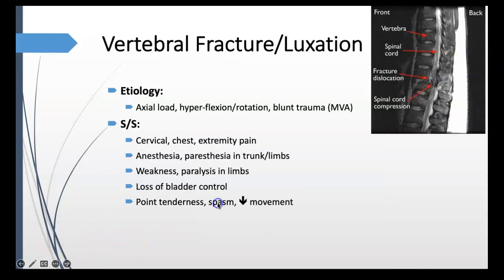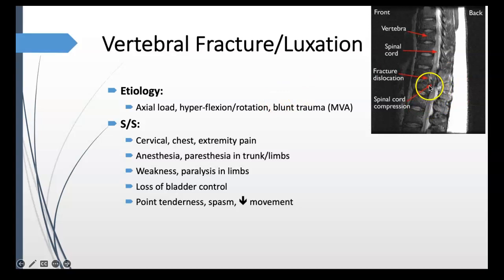As we progress, we're just talking about a true vertebral body fracture or a luxation of the vertebral body. So most often, if we have a fracture of the vertebral body, which is rare, most often it's caused by some type of axial load, some type of hyperflexion rotation moment, and maybe even a blunt trauma. Again, we're talking like maybe a gunshot wound or a knife wound, for example.